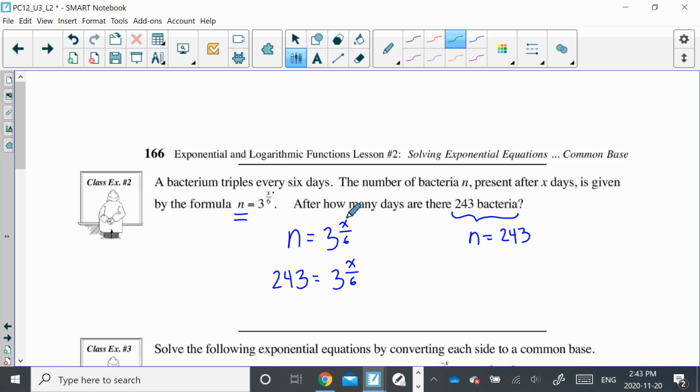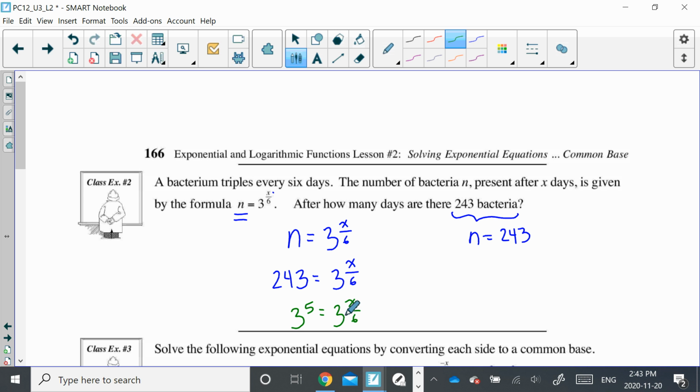Okay, from here, we need common bases. I've got a base 3 over here, so I need this to be base 3. So on the right-hand side, I have 3 to the power of x over 6, and you have to figure out 3 to what power will give you 243. You could look at your calculator or your table, or you could guess and check. It's 3 to the power of 5.